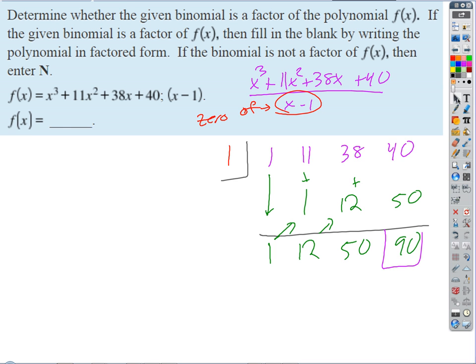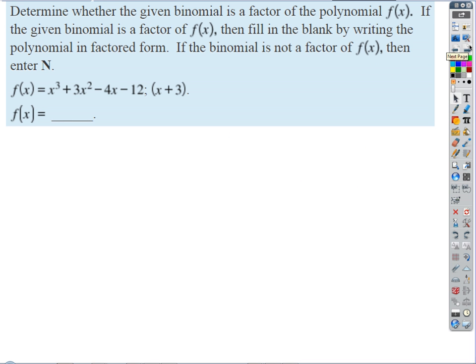Okay, let's try another one. Same kind of problem. This time they're asking, what about x plus 3? Is x plus 3 a factor of this f of x? Well, let's just see. We don't need to write down the whole quotient. We'll just jump right into synthetic division. So, just like before, there's our bracket. Ariel, what number goes in there? -3, good, because it's the 0 of x plus 3. And then the coefficients are? 1, 3.